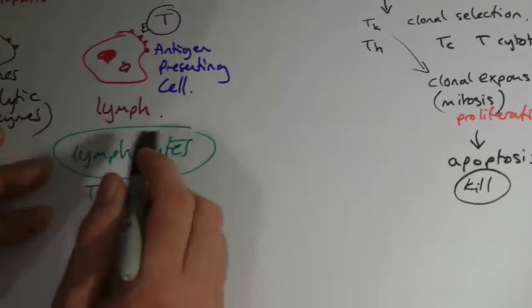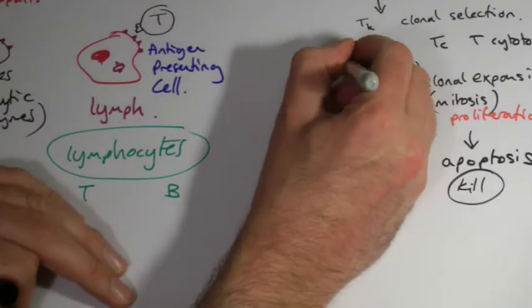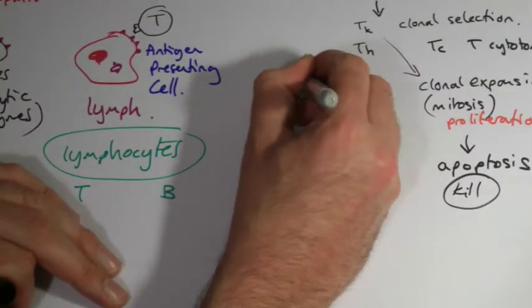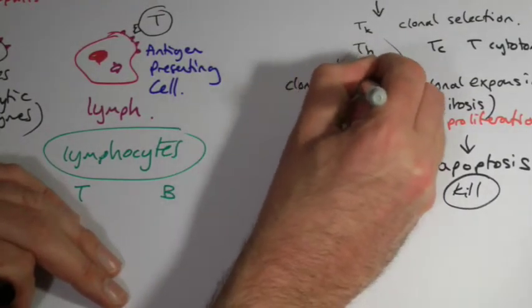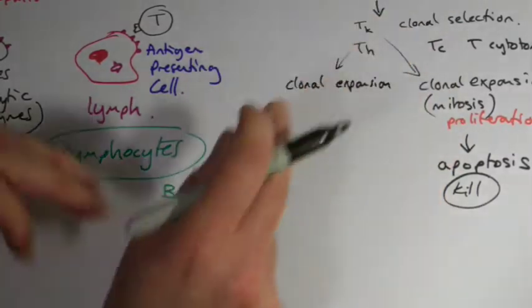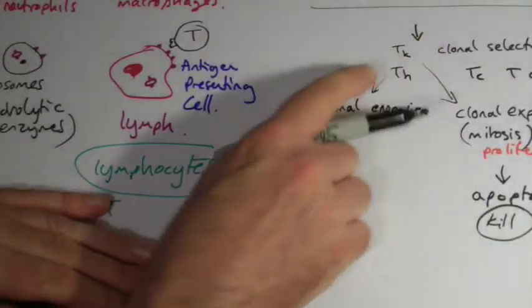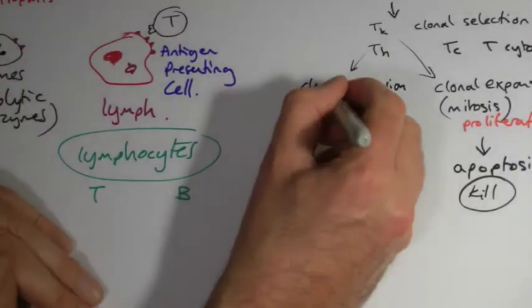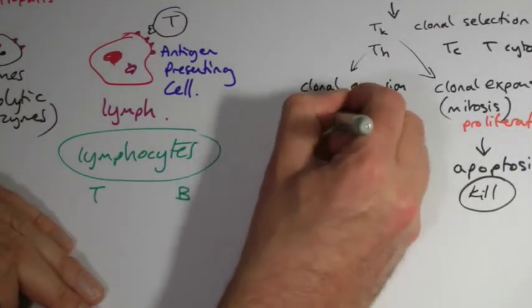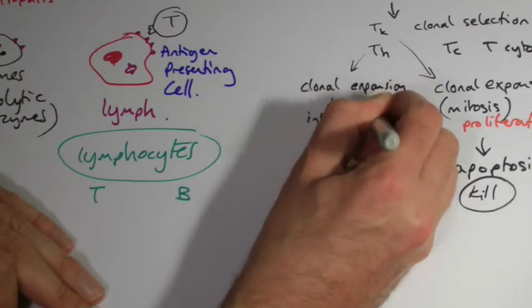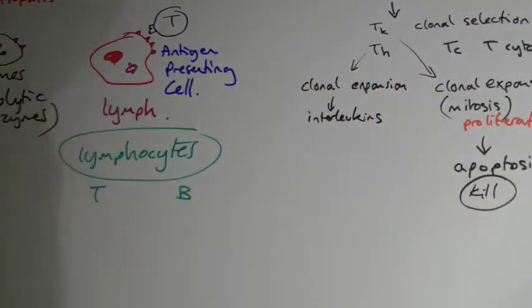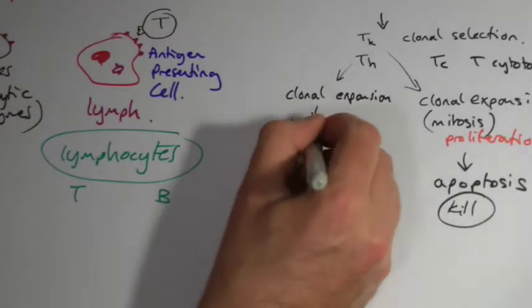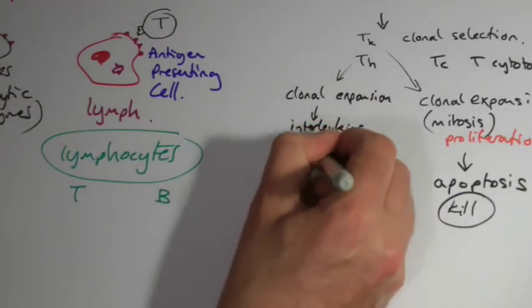T helper cells, slightly different route. They still go through the clonal expansion. The clonal selection and the clonal expansion. Hope this makes sense. Yeah, I'm sure it does. And then they release interleukins. So here's an example of not just the macrophages releasing it, but this is the T helper cells. And this activates B cells.